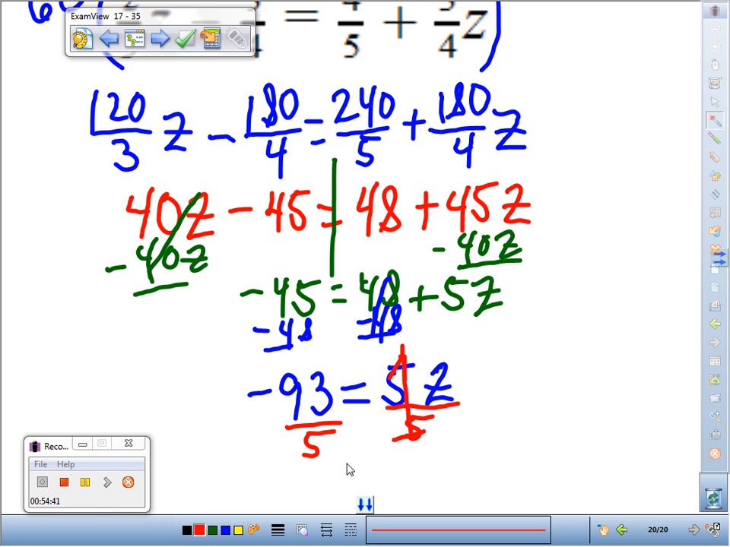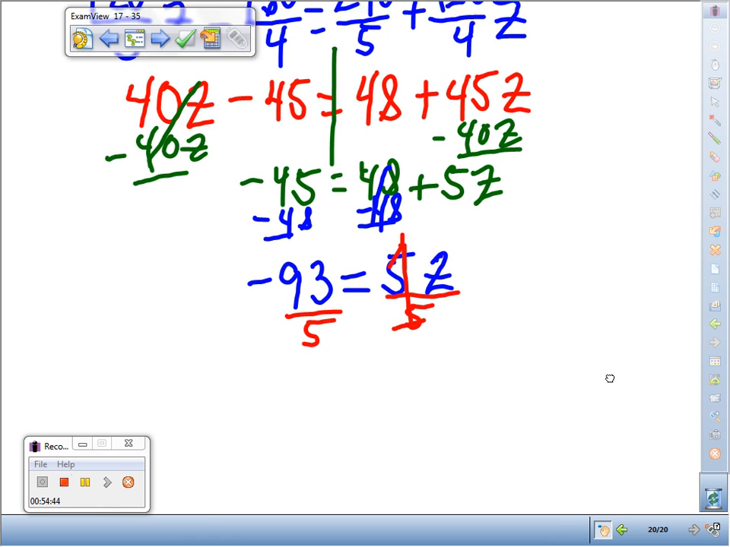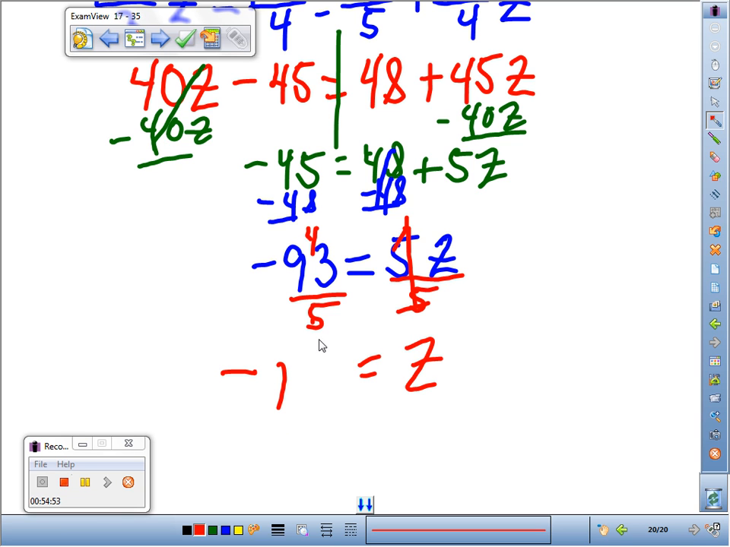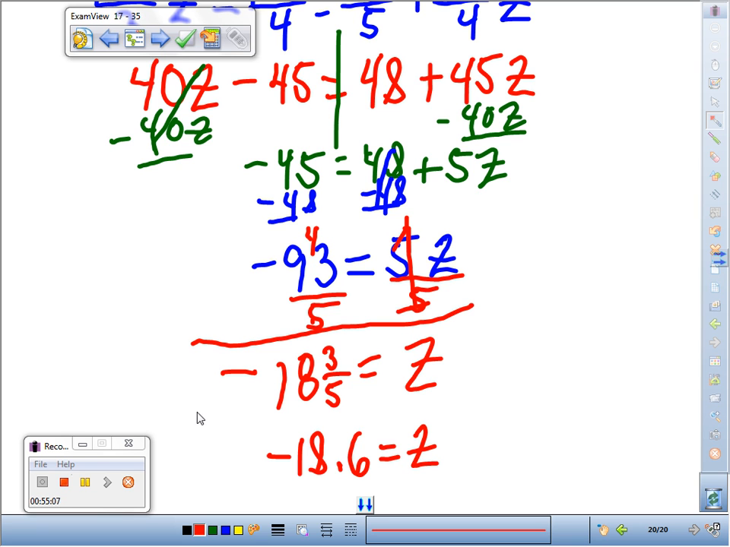We end up with, let's see, let me scoot up a little bit. Z on this side, it's a negative. 5 fits into 9 how many times? 1. We have 4 left over. 5 fits into 43 how many times? 8. And how many left over? 3. You can leave it as 3/5 or negative 18.6 equals z. Either one.